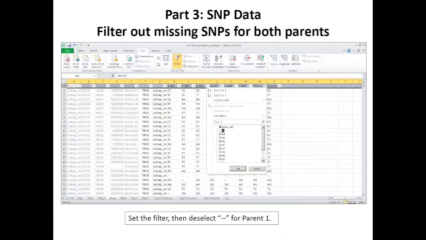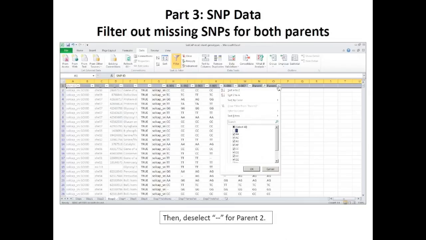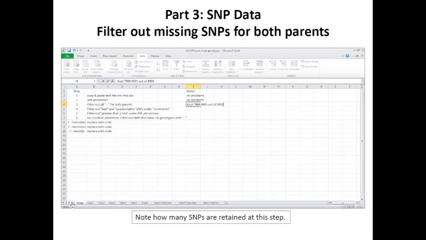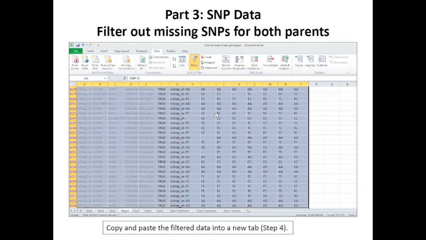So next is filtering out missing SNPs for both parents. I start by setting my filter, and then I go over to parent 1, and I deselect the missing data. And then I go over to parent 2 in the same filter, and I deselect that for parent 2. And then in the bottom left-hand corner, this tells me how many SNPs I have left. So I go back to my steps notes, and in step 3, filter out the missing data for both parents, I say how many I kept out of how many originally. I then copy and paste this data into a new tab to start step 4.